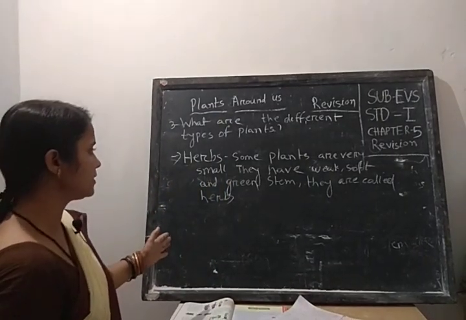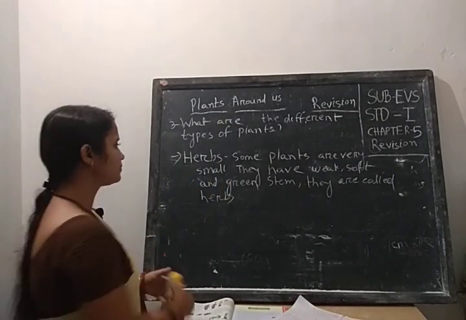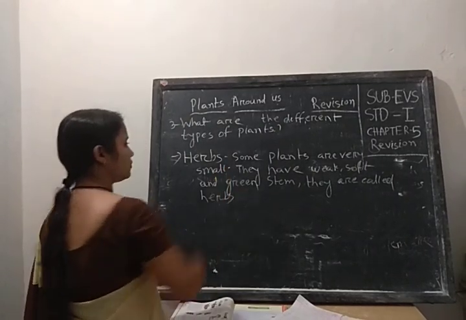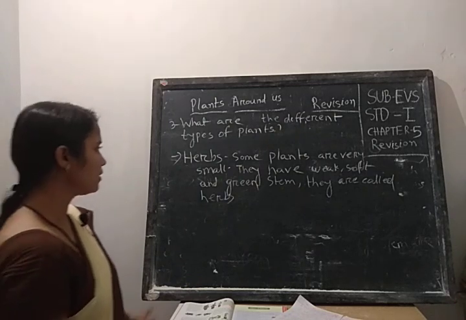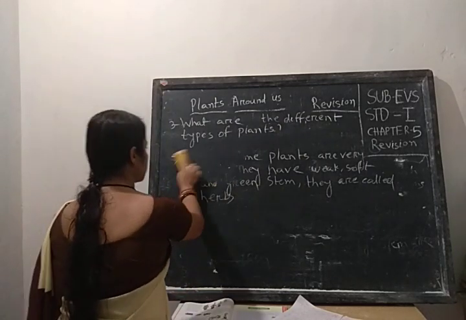Some plants are very small. They have weak, soft, and green stems. They are called herbs.